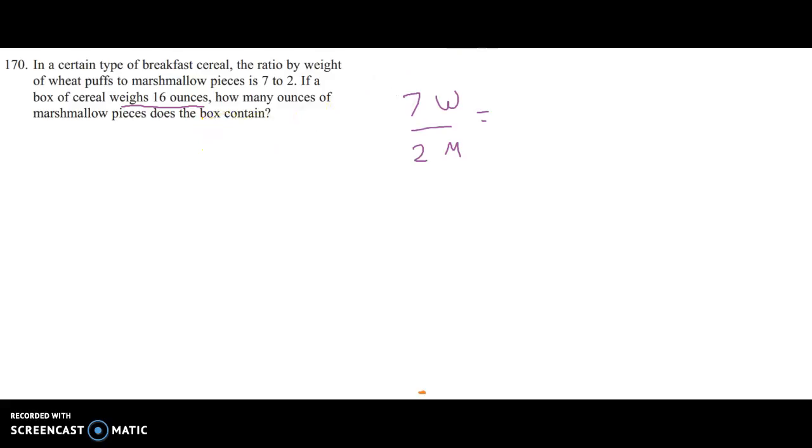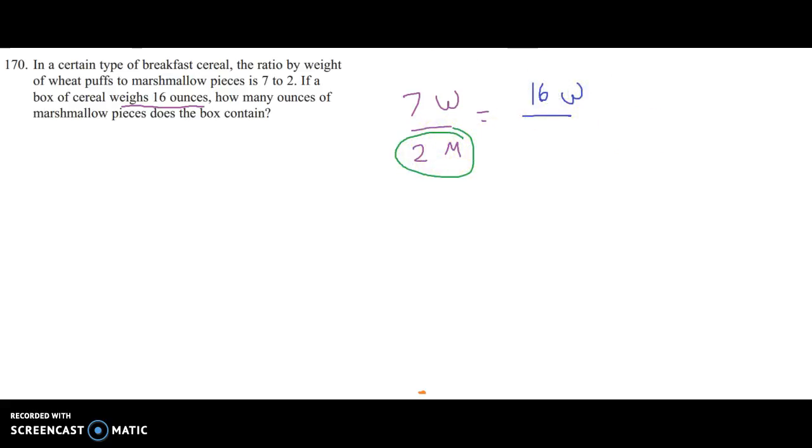So here's a couple of things that we know. We want to figure out how many marshmallow pieces we have. But in order to do that, we need to match up some number with the ratios that we're given. So we would presumably need to know how many wheat puffs we're supposed to have. Here's where we have an issue. They didn't tell us how many wheat puffs we had. They just said the entire box weighed 16 ounces. So I can't say I have 16 ounces of wheat puffs, because I don't. I have 16 ounces of wheat puffs plus some amount of marshmallows.